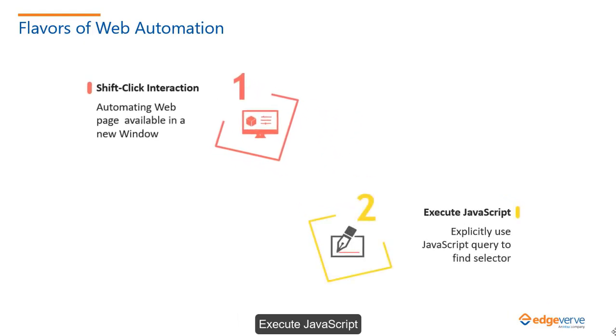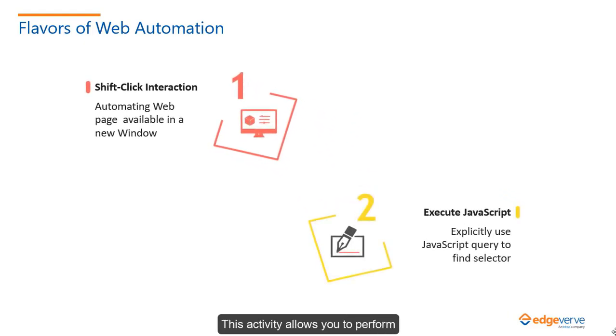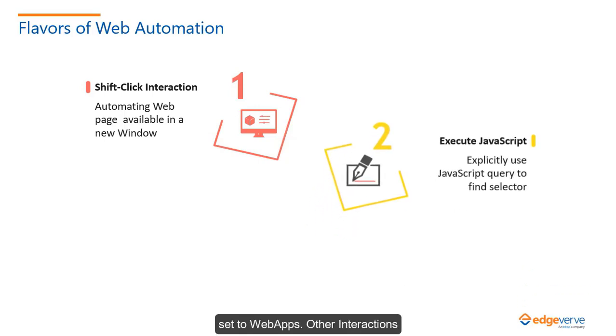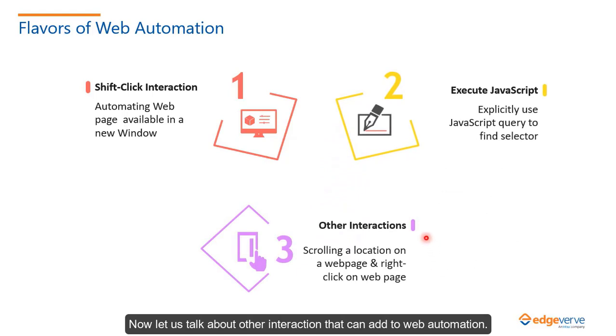Execute JavaScript. This activity allows you to perform automation of controls on a web page where a JavaScript is present. It can be helpful in different scenarios where any of the controls on a web page do not get automated using the web application automation method. Note, the execute JavaScript activity can be used only inside an application activity where application type is set to web apps.